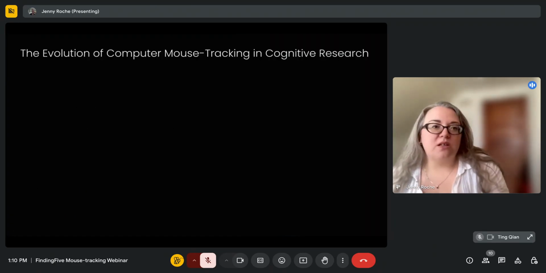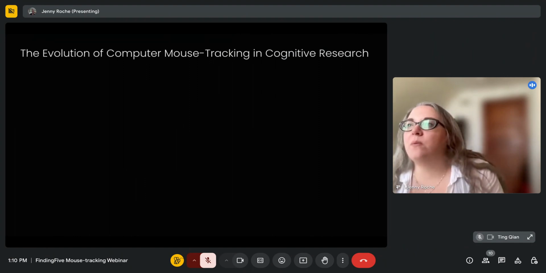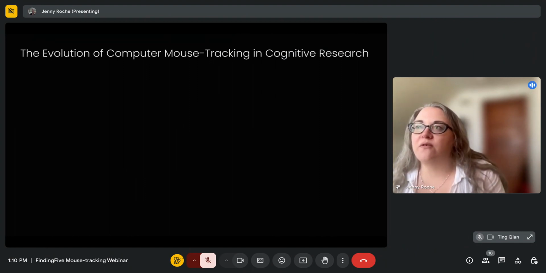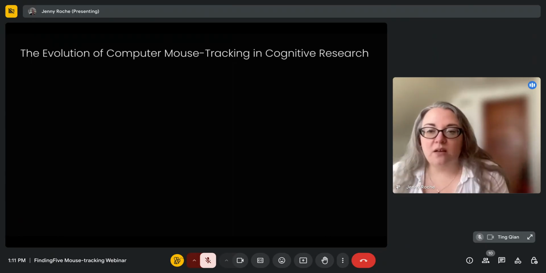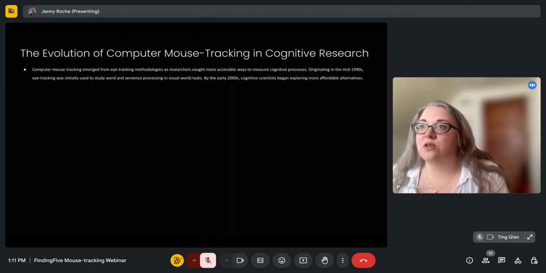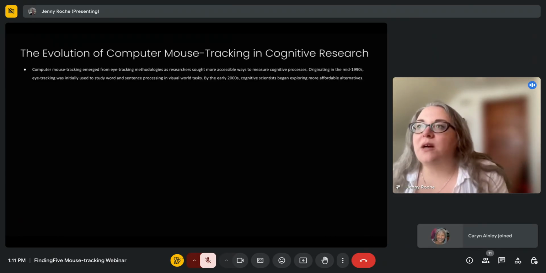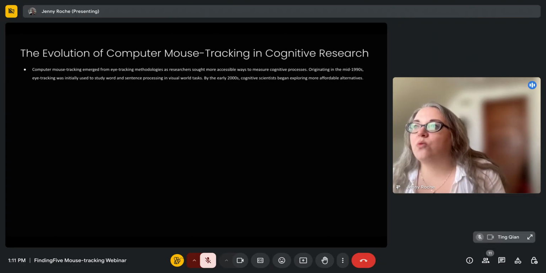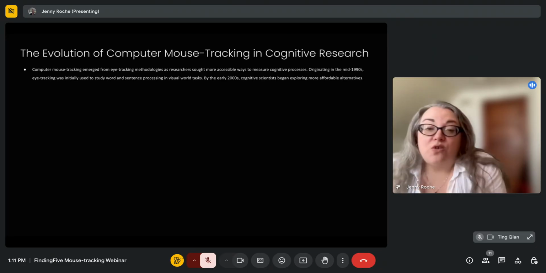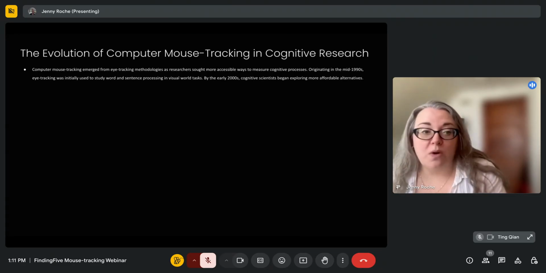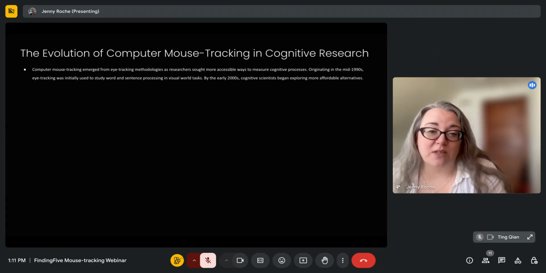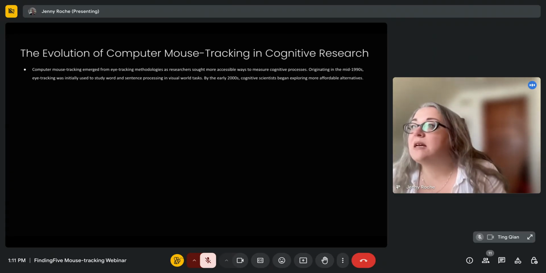So, really, to just start, I want to give everybody a brief history of computer mouse tracking in the cognitive domain, so in cognitive research. Computer mouse tracking really emerged from eye tracking research and methodologies, where people were looking at different ways that we can measure cognitive processing. Much of what we do is indirect, so we have to come up with unique ways to figure out what is going on in people's heads.